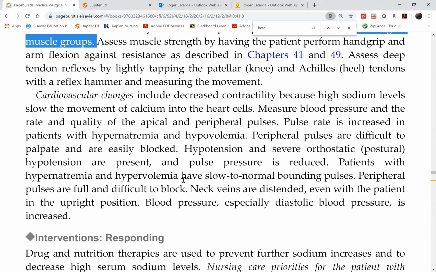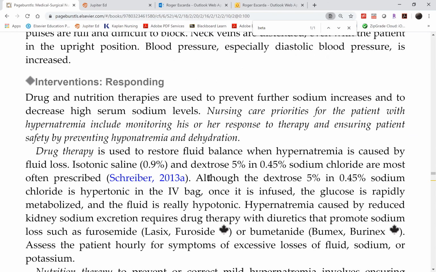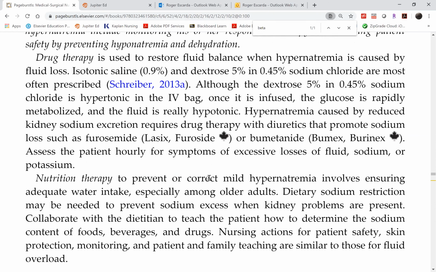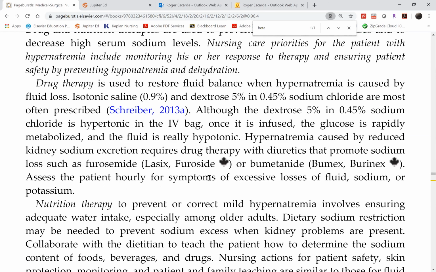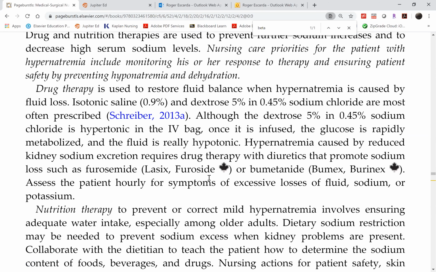So you can have hypernatremia in both conditions, depending again on the cause, especially with pituitary disorders seen in chapter 62. Interventions we'll skip for the same reason. We will discuss treatment based on the disorder causing the hypo or hypernatremia.